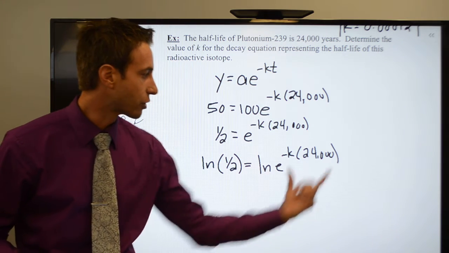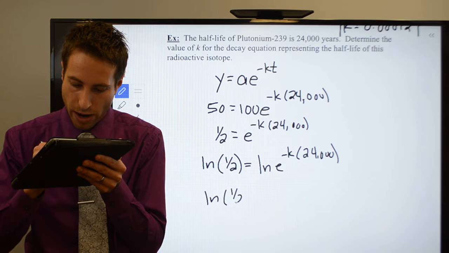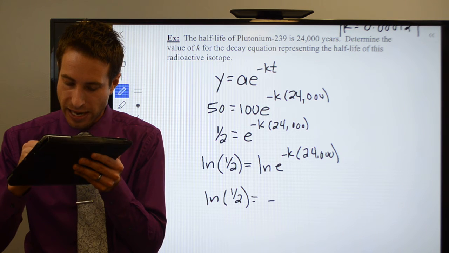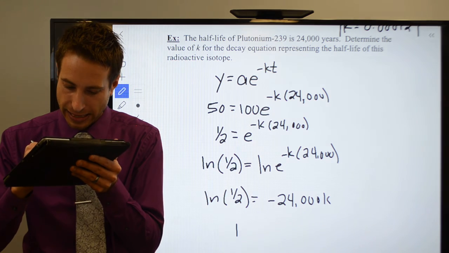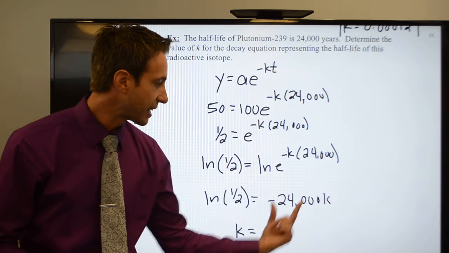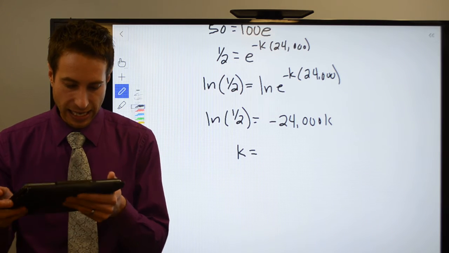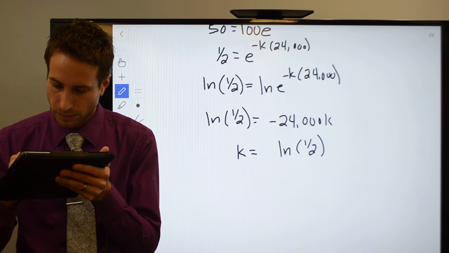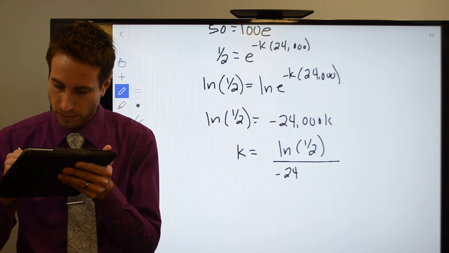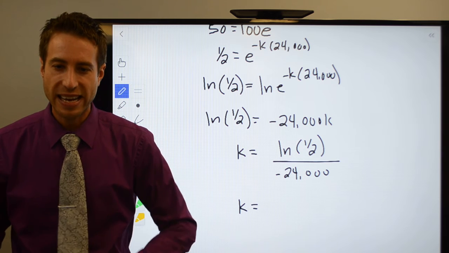So e and ln cancel each other out. I'm left with just the exponent. ln of 1/2 is equal to negative 24,000 k. I get the k by itself by dividing the negative 24,000 to the other side. Here we go. Throw all of that into your calculator.